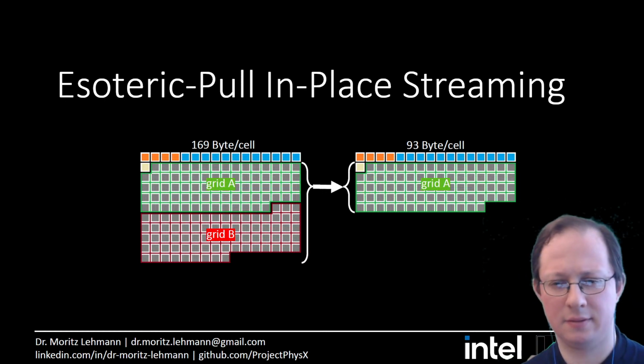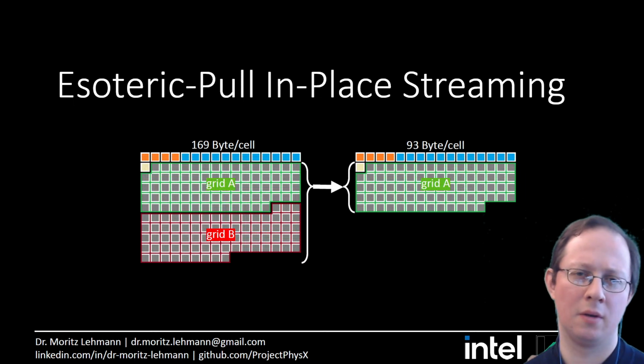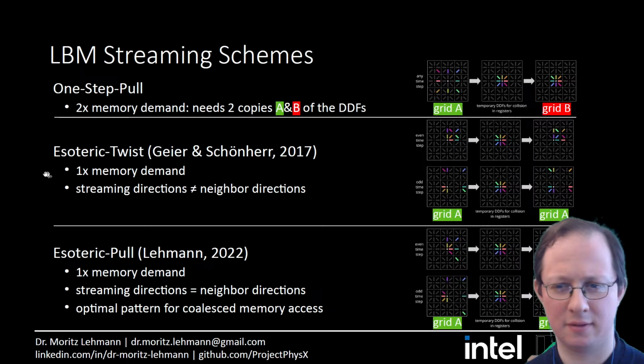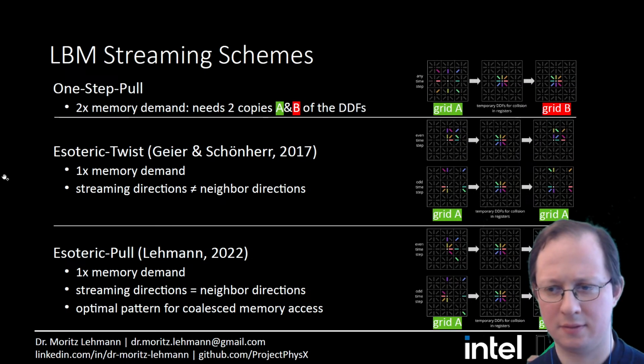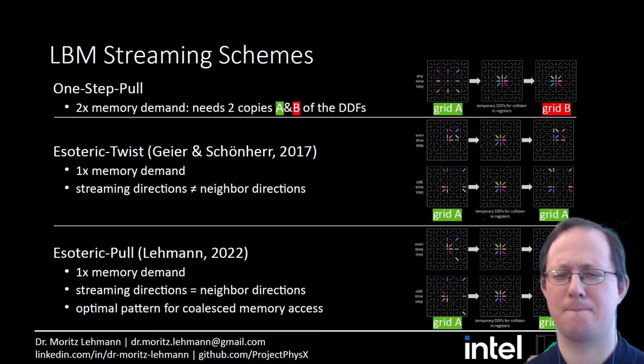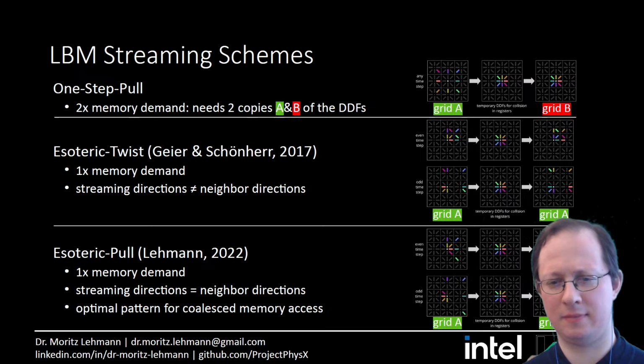So that cuts the footprint almost in half. That's interesting. If you go to the next slide, there actually has been a solution for this so-called in-place streaming that gets rid of the copy, and that is the esoteric twist scheme, which is very ingenious. It shifts the density distribution functions by half of a grid cell into an intricate memory read and write pattern.